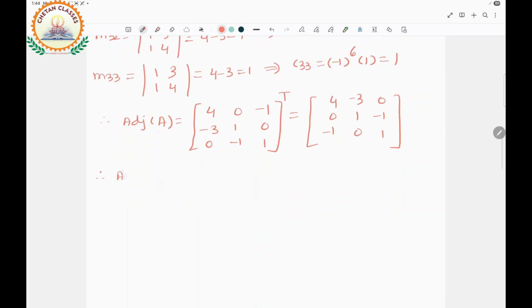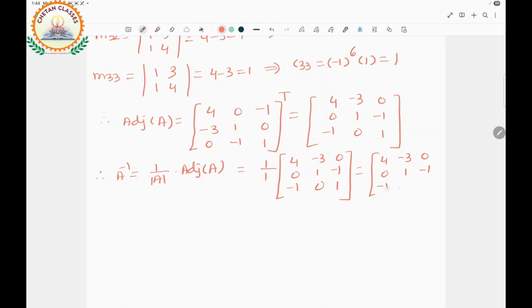So therefore A inverse is equal to 1 upon determinant of A into adjoint of A. Substitute the values. So 1 upon 1 into 4, minus 3, 0, 0, 1, minus 1, minus 1, 0, 1. It means the same matrix, that is adjoint matrix. 4, minus 3, 0, 0, 1, minus 1, minus 1, 0, 1. This is our A inverse.